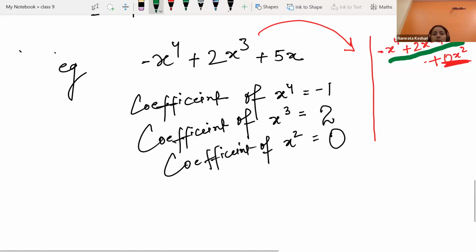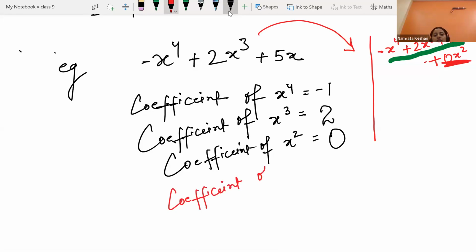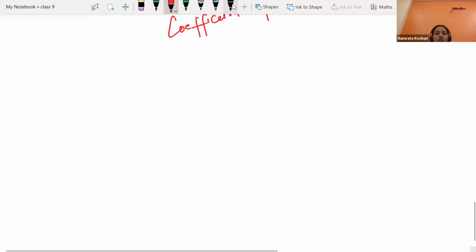Now, the next part: what about the coefficient of x? Pranav and Naisha, what about the coefficient of x? Is it fine, ma'am? Plus 5, right? Yes, Pranav, that's what you also said. So this is how you will be identifying the coefficient. I can say it is crystal clear to both of you.